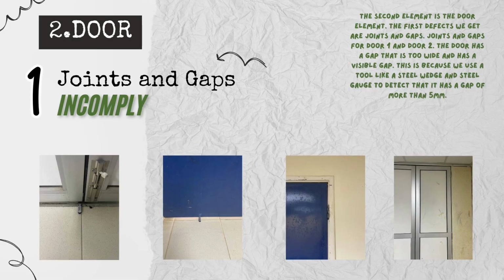The second element is the door element. The first defects we found are joints and gaps. For door 1, the gap is too wide. This is because we used tools like the steel wedge and steel gauge to detect that it has a gap of more than 5 mm.